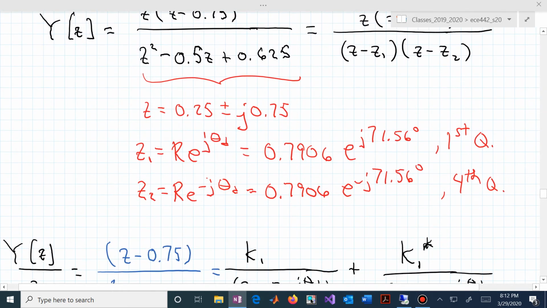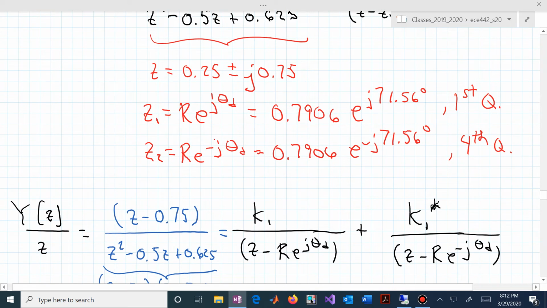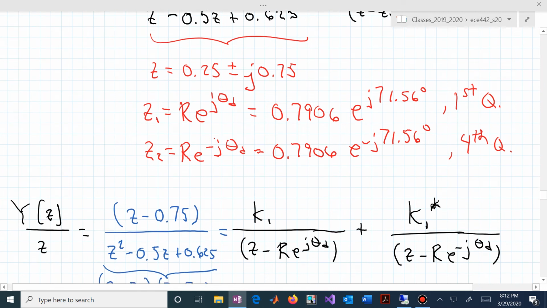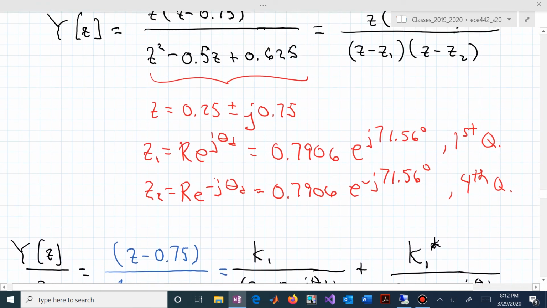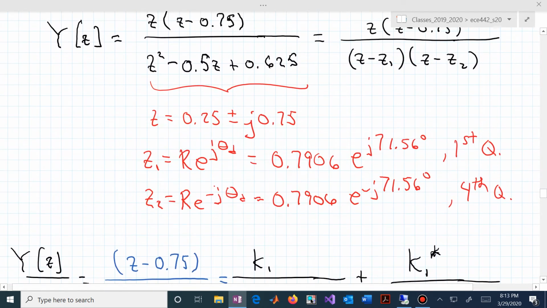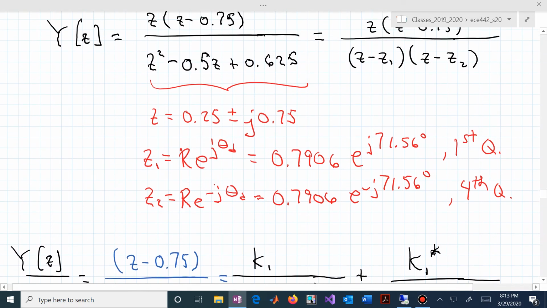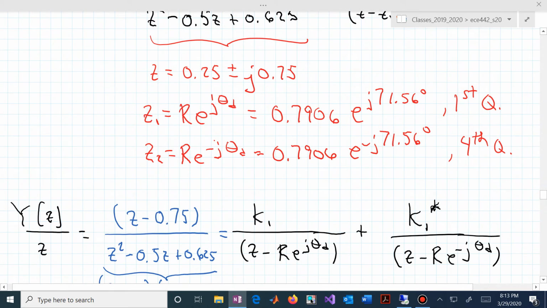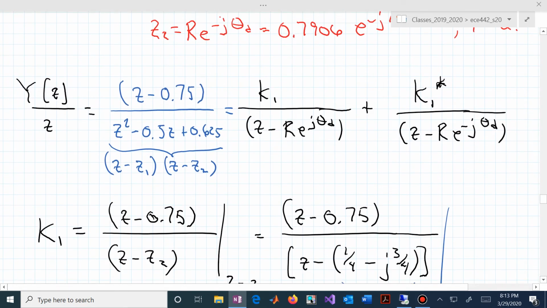We can now partial fraction expand Y of z over z. That's z minus 3/4 over the quadratic, plus a partial fraction coefficient k1 on top of z minus z1, and the other one, which is really the conjugate of k1, k1 star, on top of z minus r e to the minus j theta sub d. To find k1, we can use the cover-up method.